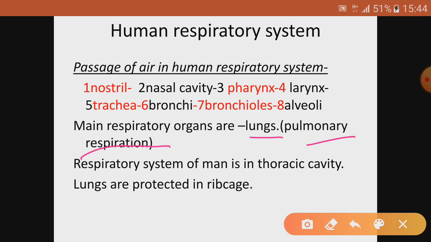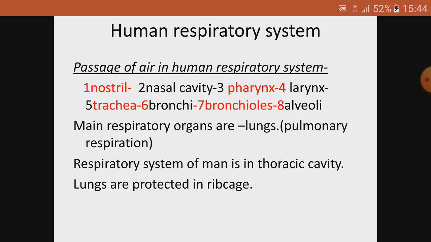The respiratory system of man is in the thoracic cavity, that is also known as the chest cavity. Thoracic cavity is commonly called chest cavity. So the upper portion of the body, that is chest cavity, is called thoracic cavity, and our respiratory system lies here. Lungs are protected in the rib cage. Rib cage is a part of your skeletal system, and we know the skeletal system is for support and protection to the body.